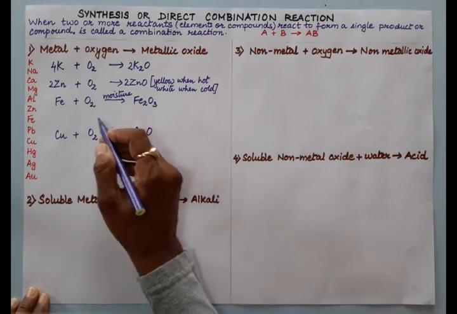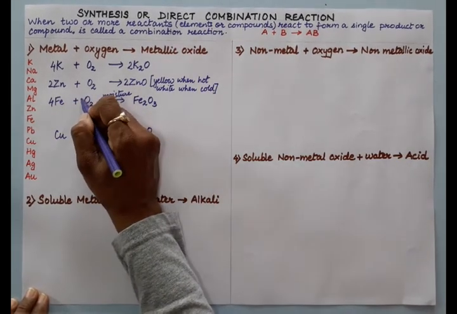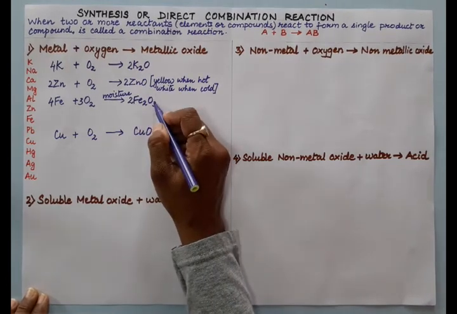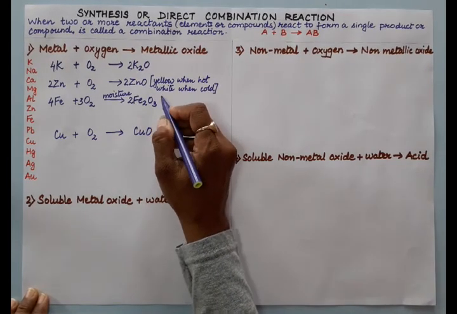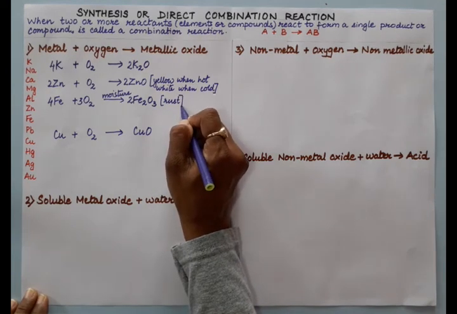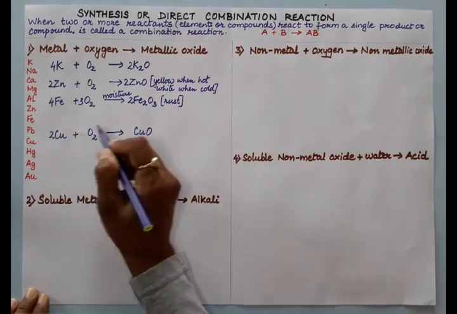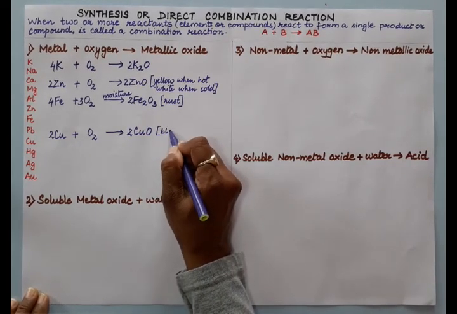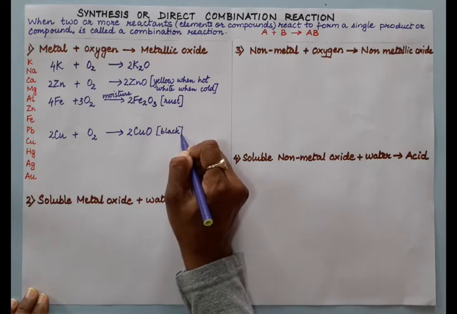So here let us balance this. This is reddish brown in color. You know the common name of this is rust. So rust is reddish brown in color, and cupric oxide is black in color. Cuprous oxide is red, but the final product we are getting is cupric oxide, which is black in color.